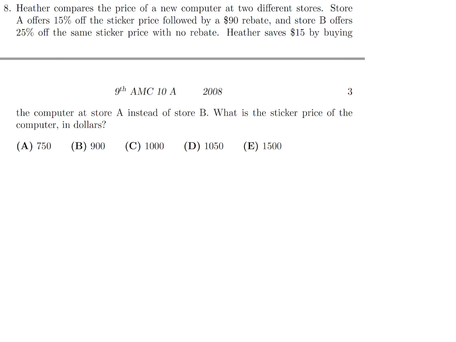Heather compares the price of a new computer at 2 different stores. Store A offers 15% off the sticker price, followed by a $90 rebate. Store B offers 25% off the same sticker price with no rebate. Heather saves $15 by buying the computer at store A instead of store B. What is the sticker price of the computer in dollars?